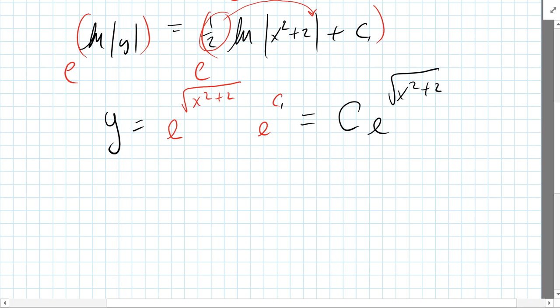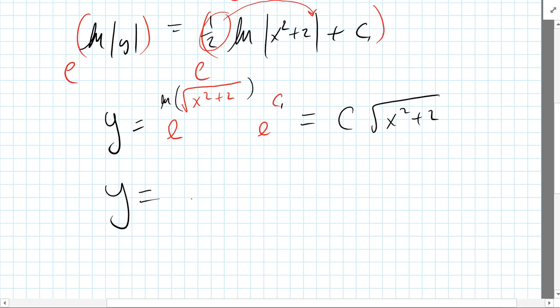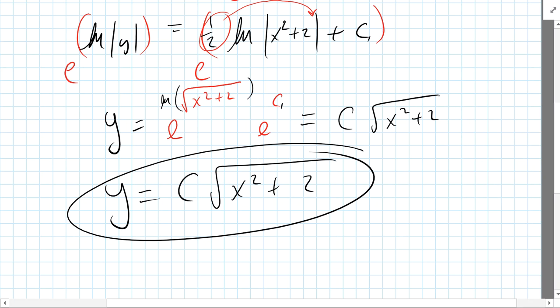Oh, wait. I did that. I was getting too clever. I forgot my natural log. I was doing that on purpose so that you would see that it's, hang on. And then I got clever. So that undoes, and you're right. So you get c square root of x squared plus 2. Thank you. So y equals some constant times the square root of x squared plus 2 is my final particular solution.